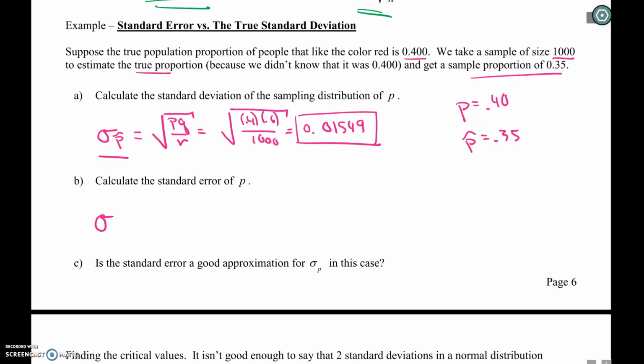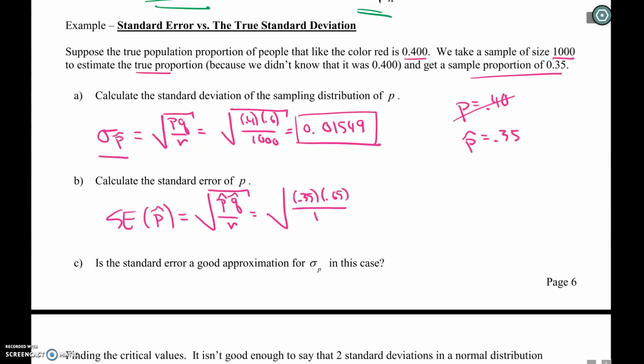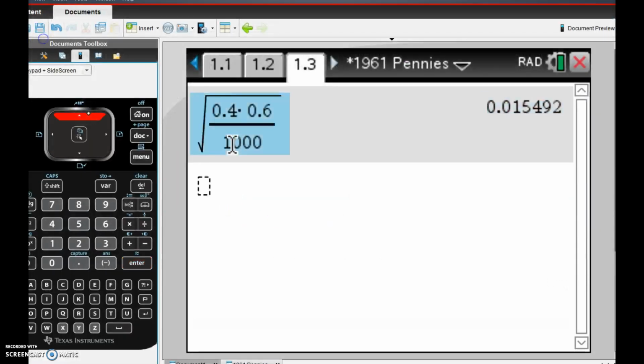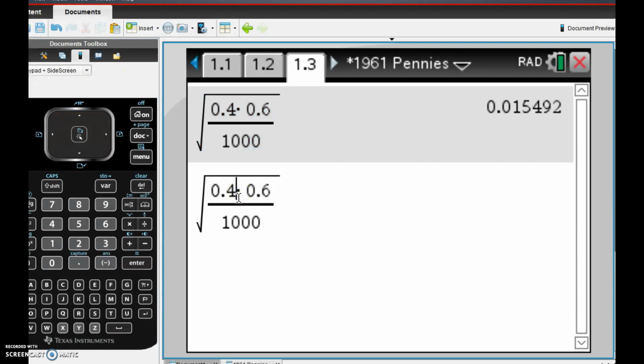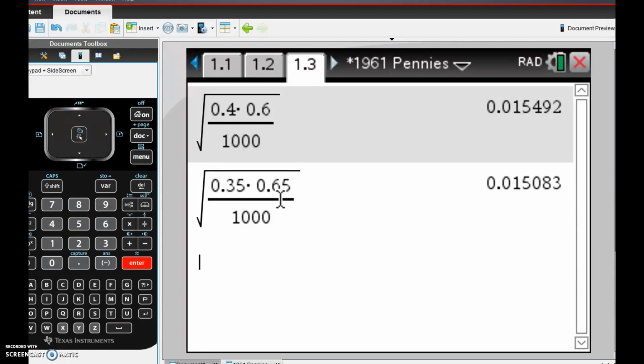Calculate the standard error. So the standard error of p hat is the square root of p hat q hat over n. We just put in the sample statistics to estimate it, because in reality we're never going to know that 40%. So that's going to be 0.35 times 0.65 over 1,000. And as you can probably surmise, these aren't going to be that far off. That gives 0.01508.